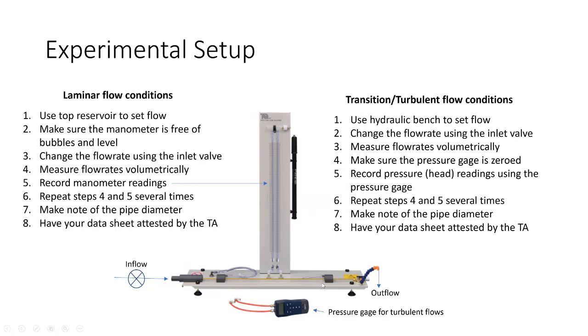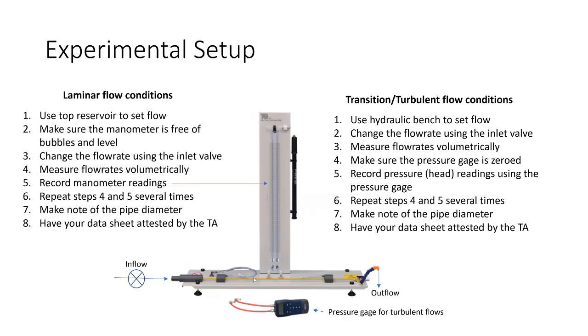So we give you the length of the pipe, we give you the diameter of the pipe, and then we use the manometer to calculate the pressure differences for various inflows. And of course, we use a volumetric measurement. So we collect a known volume of water over a given period of time and measure the outflow. We repeat this step several times. Make sure that you get the pipe length and the pipe diameter before you leave the lab, and then have your data sheet attested by the TA.